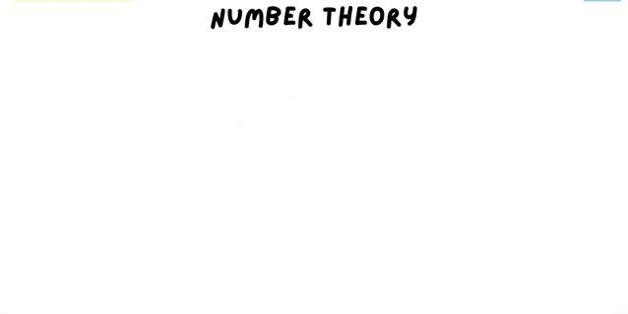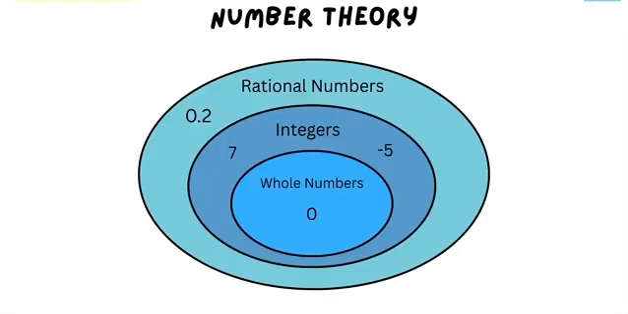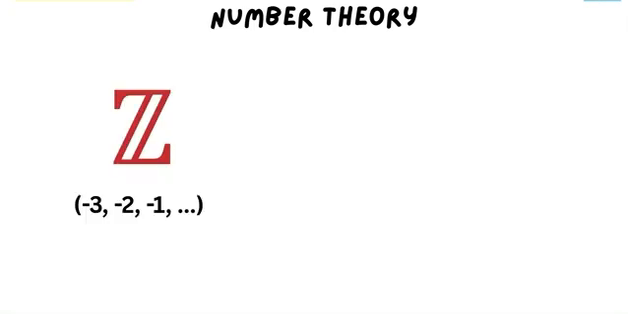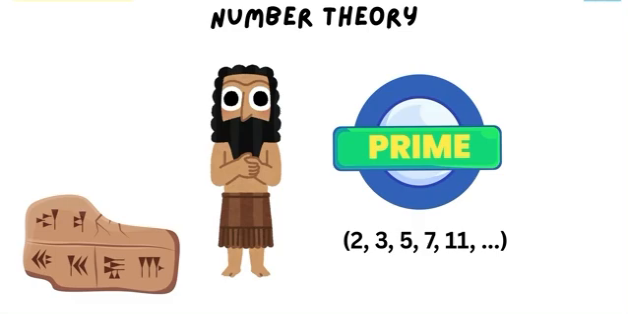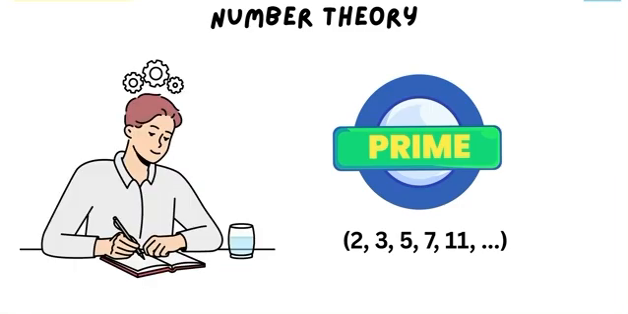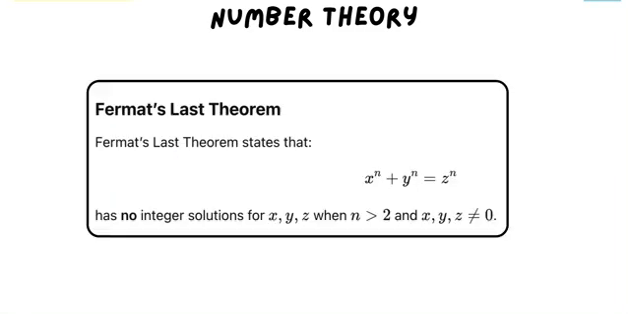Then we have number theory. Number theory is a branch of mathematics all about the properties and relationships of numbers, especially integers, and more specifically, prime numbers, which are the numbers that are greater than 1 and have exactly 2 factors, 1 and the number itself. It's one of the oldest areas of math, dating back to ancient civilizations like the Babylonians and Greeks, yet it's still alive with many unsolved puzzles today. Like this one called Fermat's last theorem.